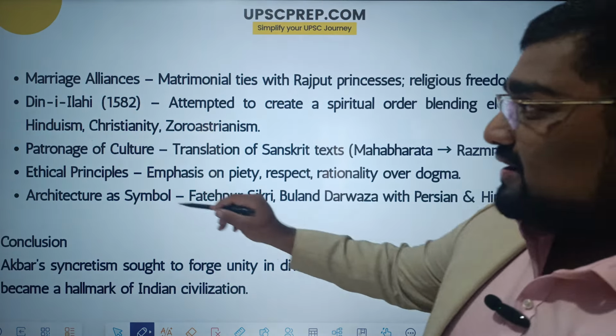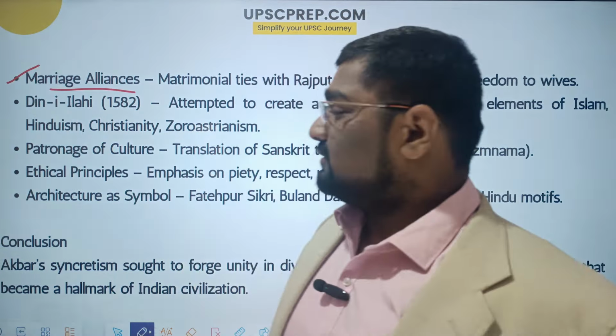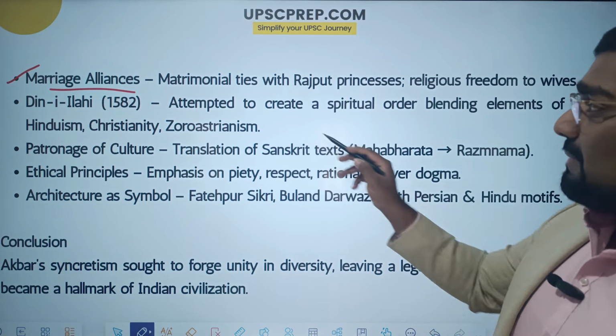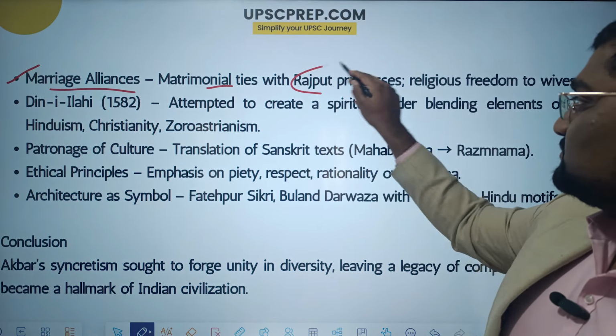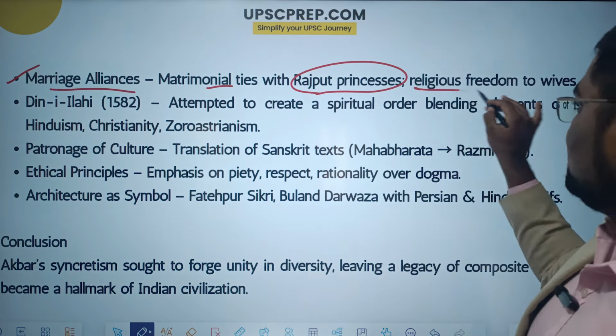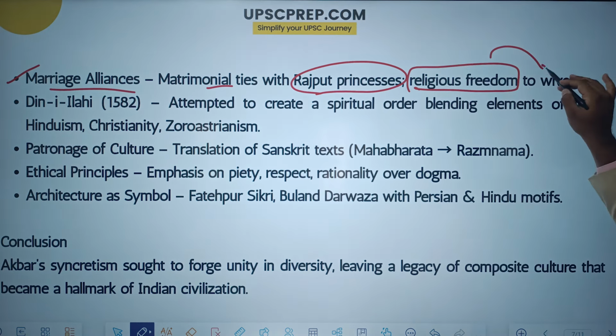Then marriage alliances, matrimonial ties with Rajput princes, and also religious freedom given to them, given to the wives.